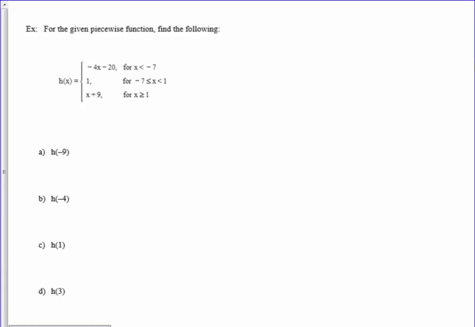Piecewise functions are used when a single expression cannot model a situation. An example of this that you would encounter in everyday life might be your cell phone bill. Most cell phone companies charge a base rate for a certain amount of minutes.